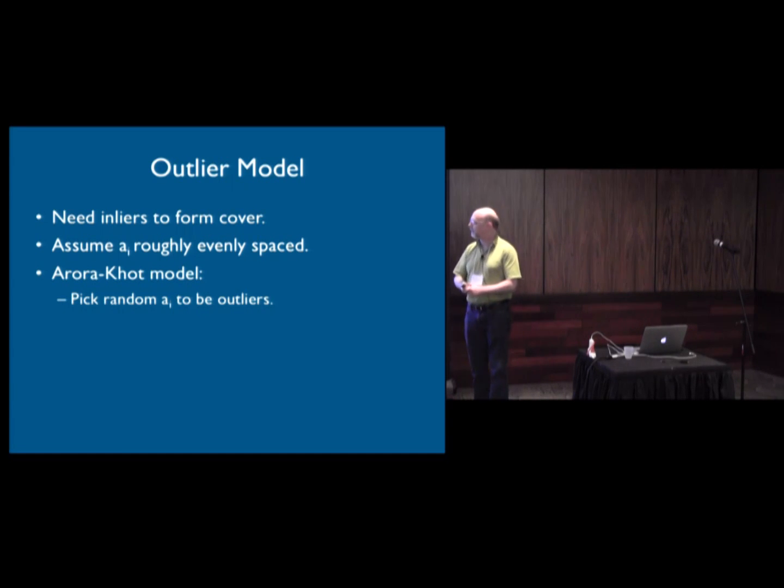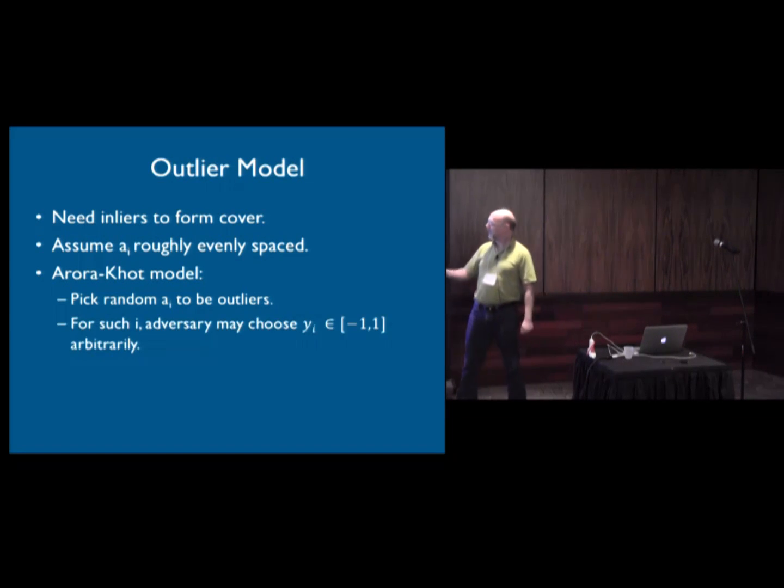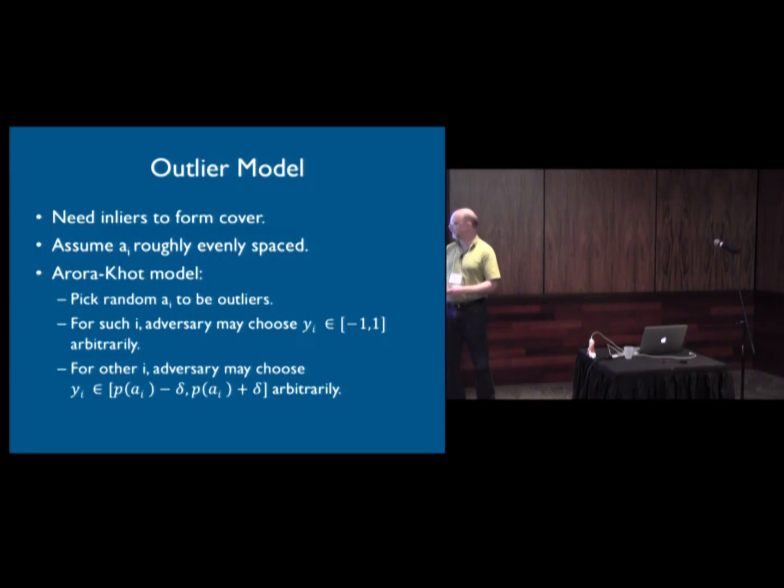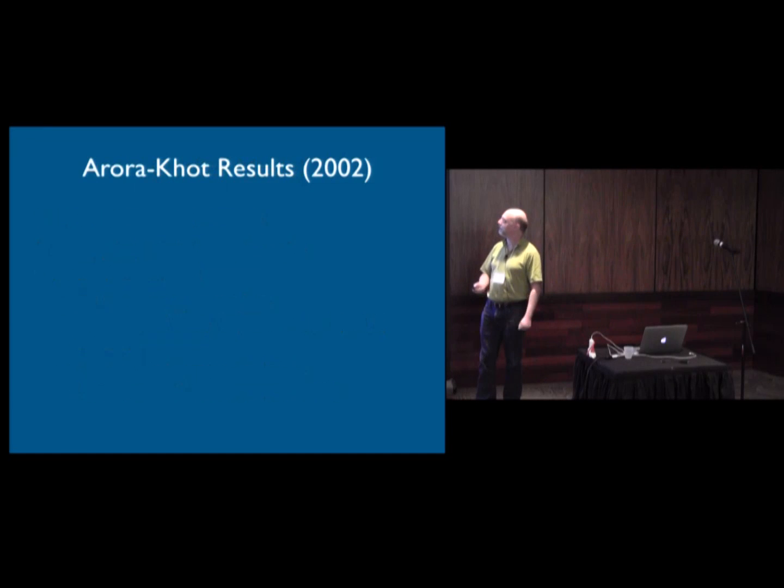So the Aurora Cote model says, okay, we start with all these AI. You pick a random subset of the AI to be outliers. And for any I chosen to be an outlier, the adversary can choose the yi value arbitrarily. And if it's chosen to be an inlier, then the yi has to be within delta of p of AI. But other than that, the adversary can choose it arbitrarily. So it's a very natural model. But it hasn't received a huge amount of study yet.